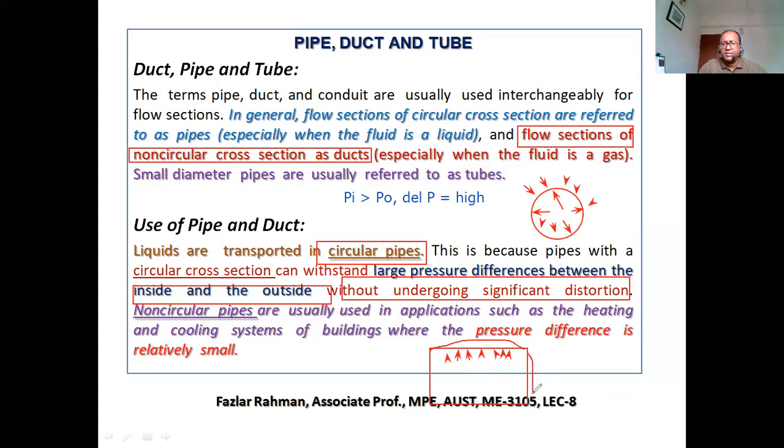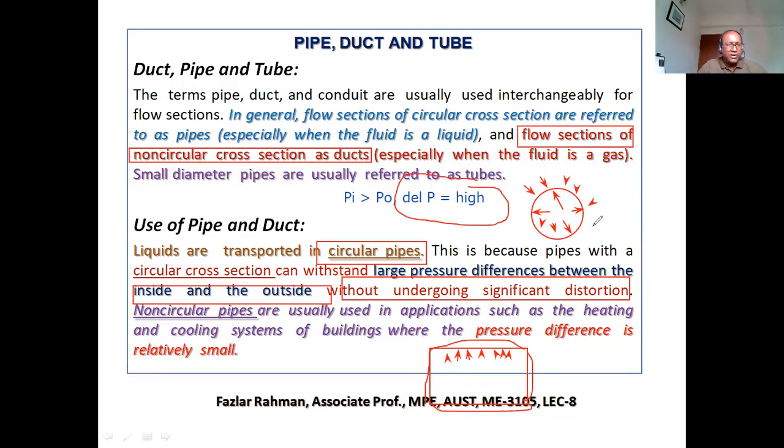So in that case, these edges of the pipe will deflect like that. Similarly, all the edges. So there will be a high possibility of distortion. You can avoid the distortion if you use high thickness material, but cost will be high. So for that reason, if this delta P is high, then you need to use the circular pipe.